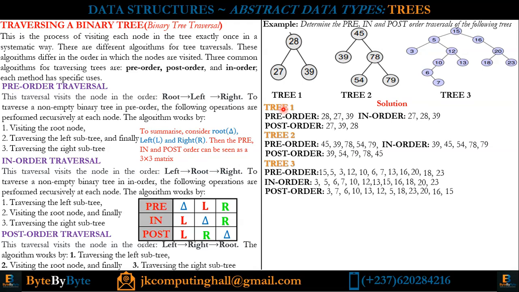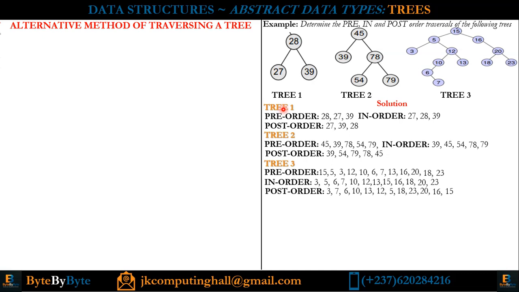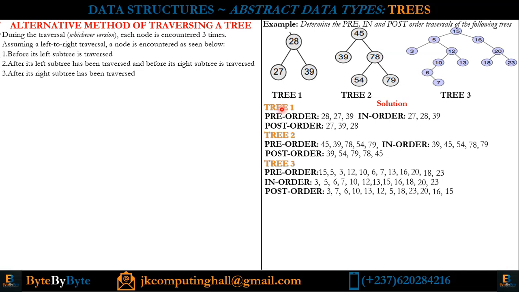In this new lesson, I am going to give you an alternative and easier method to perform these three different types of traversal on a binary tree. So today we are looking at an alternative method of traversing a tree. During the traversal, whichever version, pre, in or post, each node is encountered three times. That is, when we traverse a binary tree, each node is encountered three times.